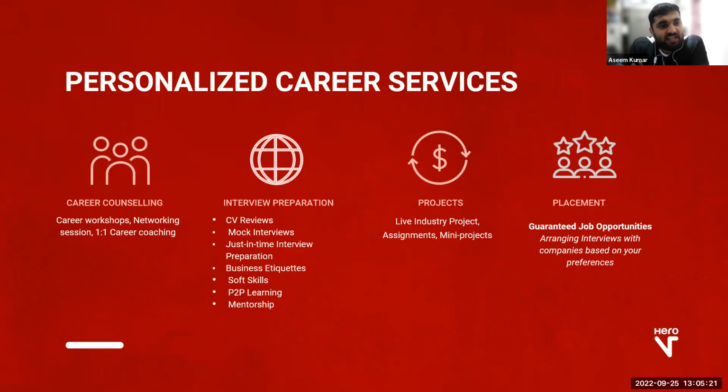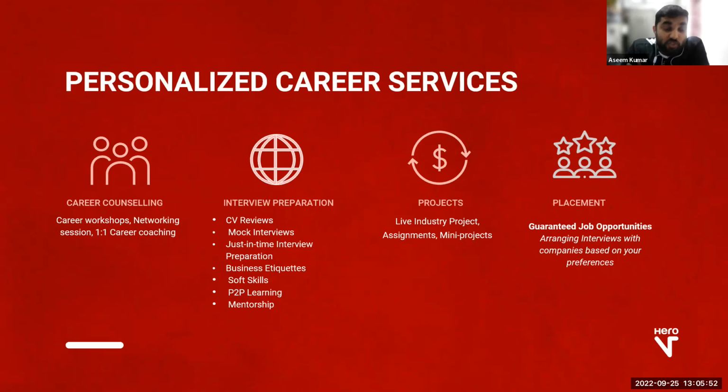One is career counseling, where we have a team of expert coaches. We do one-to-one hand-holding career coaching sessions for all our learners. In these sessions, we ensure your alignment with your career aspirations along with the things which you are learning. We also plan various career workshops and networking sessions with industry stalwarts from time to time.